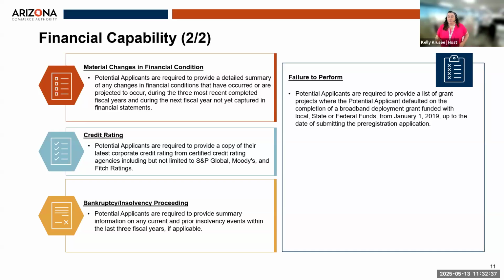And lastly, on the right is the failure to perform. And this is with regard to broadband deployment grants. So if there have been any grants that were applied for and then defaulted, we would need to know about that. And again, this is an opportunity to explain those circumstances of what it is that happened, how it was addressed, and how grants will be handled in the future. And this goes back all the way to January of 2019.